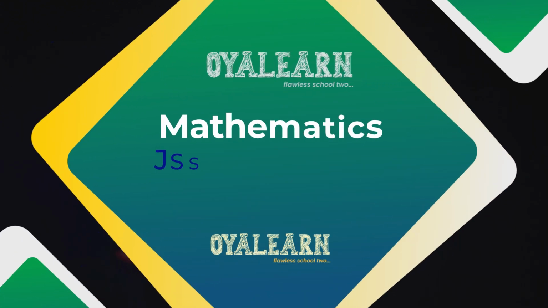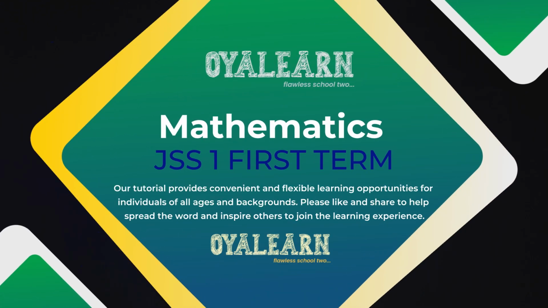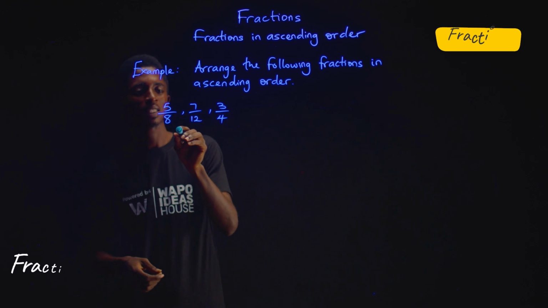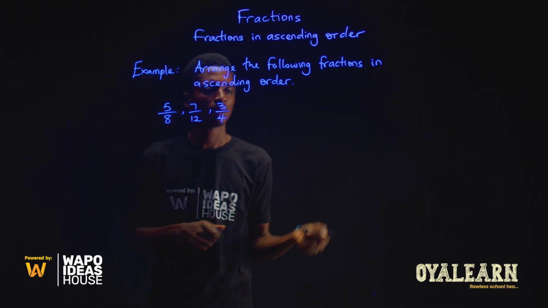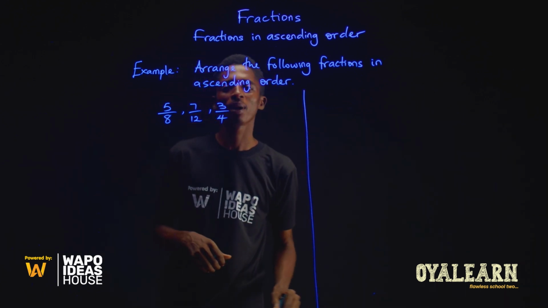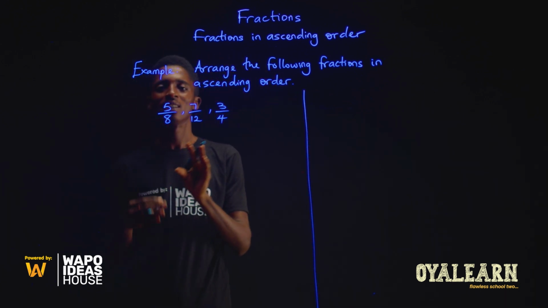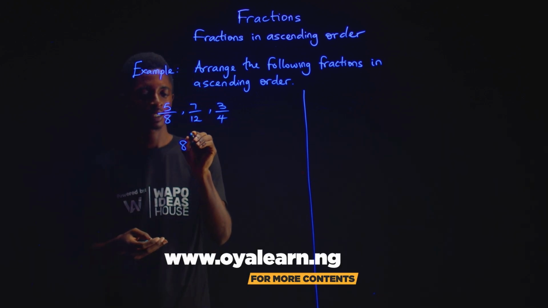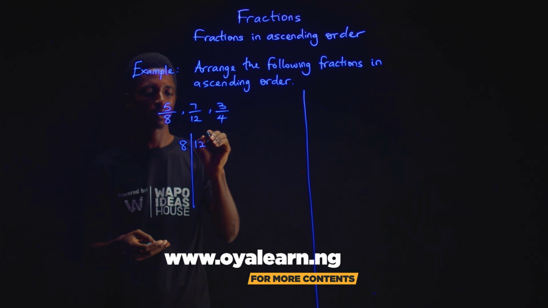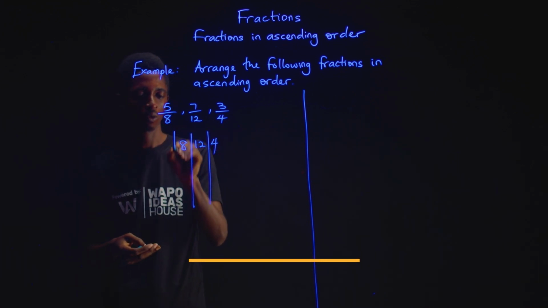Now let's arrange the following fractions in ascending order: 5 over 8, 7 over 12, and 3 over 4. Remember that the first step you have to do is to find the LCM of the denominators. So 8, 12, 4.